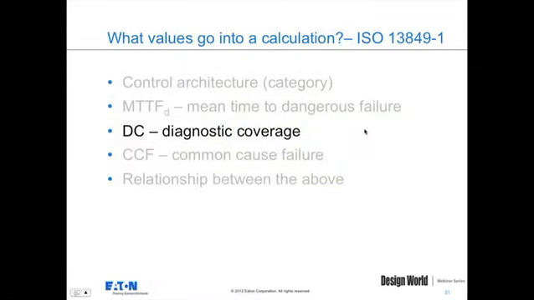Diagnostic coverage, again, is the percentage of dangerous failures that you're detecting. So if you remember, in a Category 4, any fault is required to be detected. So by its nature, to qualify for Category 4, you have to have a 99% diagnostic coverage. It does not allow you to do 100. But for a Category 3, or in some cases a Category 2, you can have a certain percentage of diagnostic coverage. So you may have a 60% diagnostic coverage or a 90% diagnostic coverage.